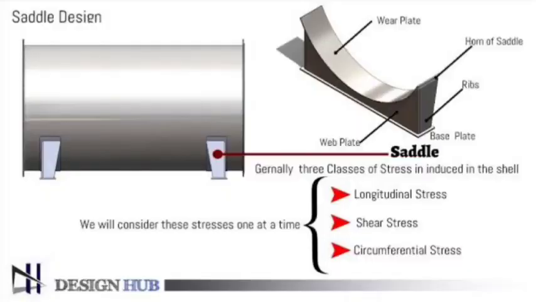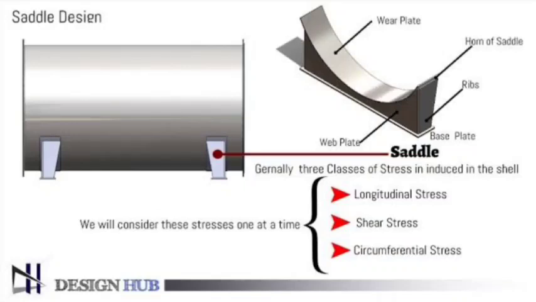Sorry, can you repeat? Sure. I'm asking, if we are ignoring that error, then will it not have any adverse effect? No, it doesn't have any adverse effect. See, what happens is that whenever we weld the saddle at the shell junction, stresses are induced in the shell, and the wear plate is provided as a local reinforcement.